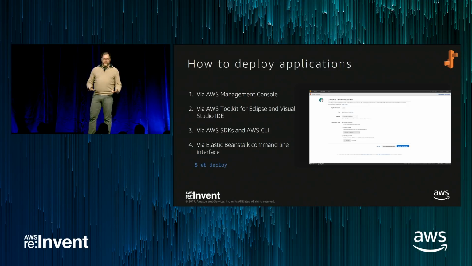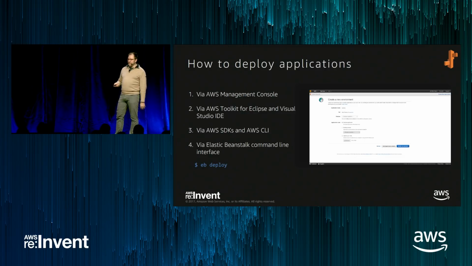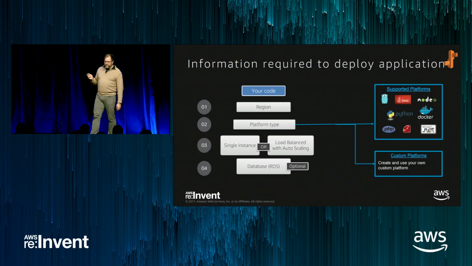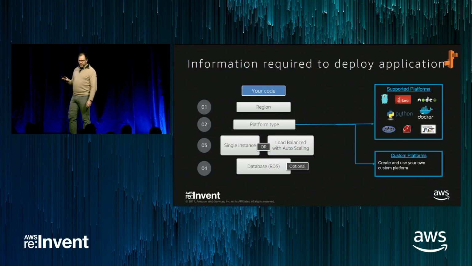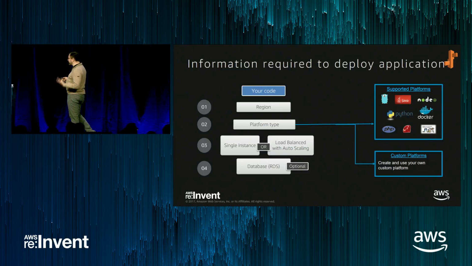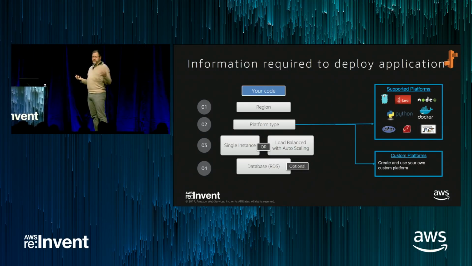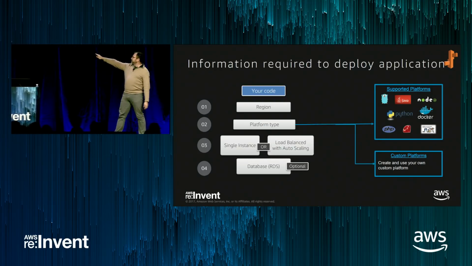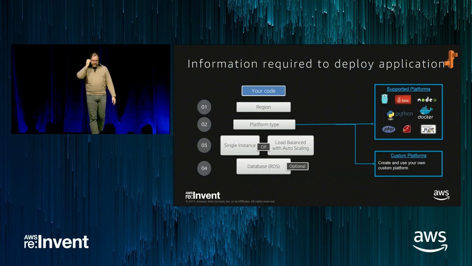But you could do a deploy as simply as just saying EB deploy. Once you have the Elastic Beanstalk command line set up, it really takes care of a lot of the details very quickly for you. When you're first starting, these are the only decisions you really need to make. You obviously have to provide us your code. You have to pick which region you want it to be deployed into. You have to choose a platform, and you can see a representation there of all the platforms that we support.